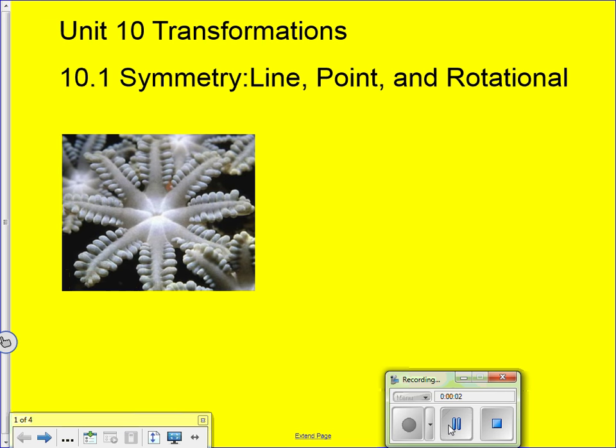Hey everybody, this is Mr. Munson, and we are in Unit 10, Transformations. This is 10.1. We're going to look at some symmetry, basically something called line symmetry, point symmetry, and rotational symmetry.